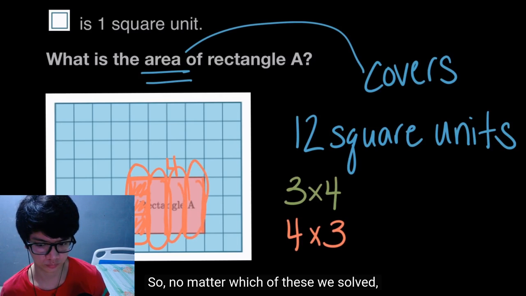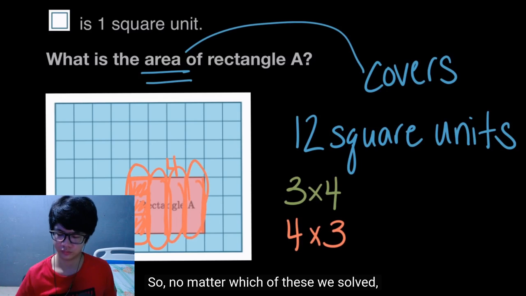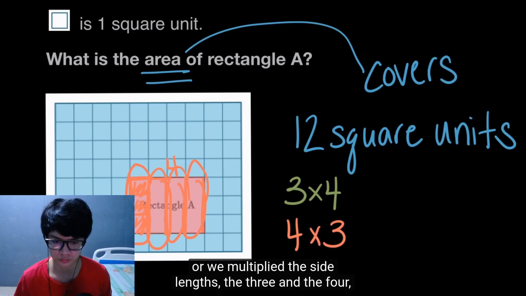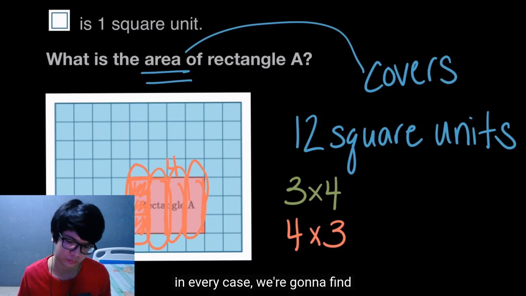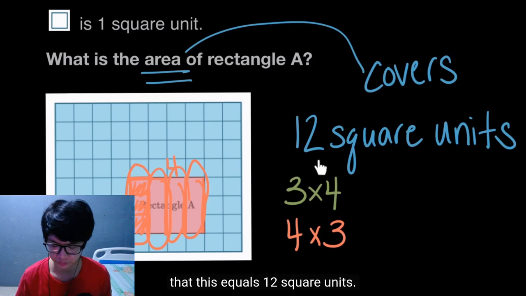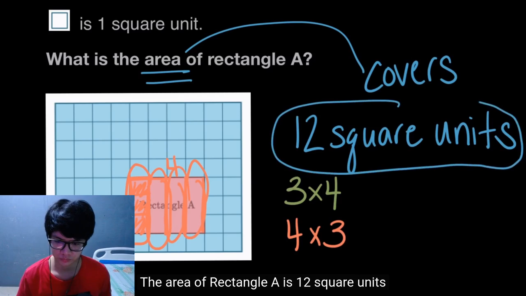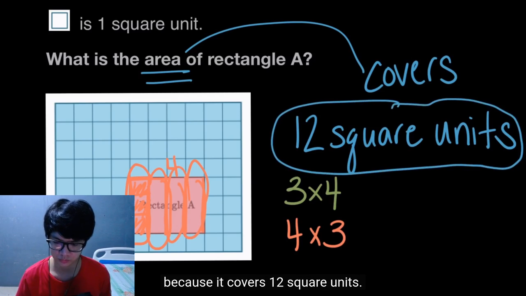So no matter which of these we solved, whether we counted the square units like in the beginning, or we multiplied the side lengths, the 3 and the 4, in every case we're going to find that this equals 12 square units. The area of rectangle A is 12 square units because it covers 12 square units.